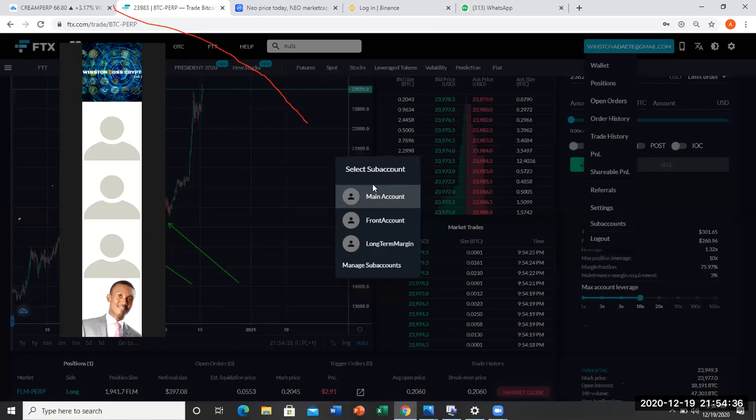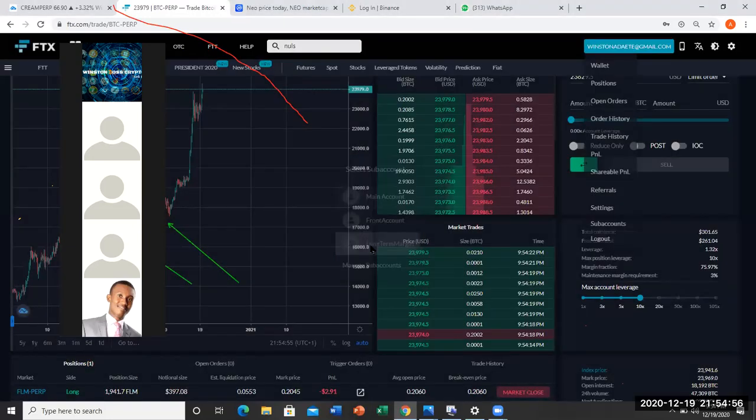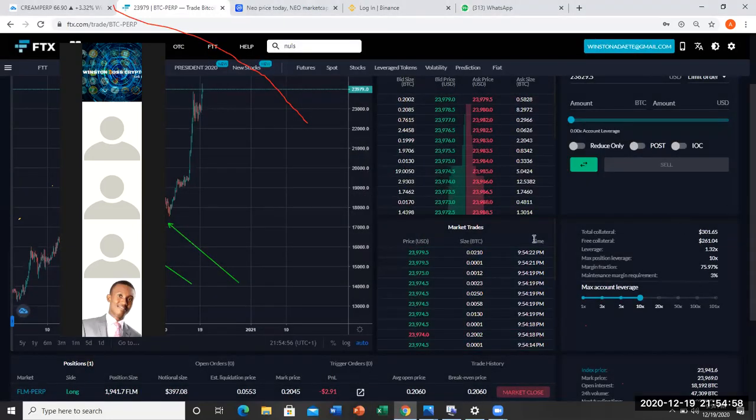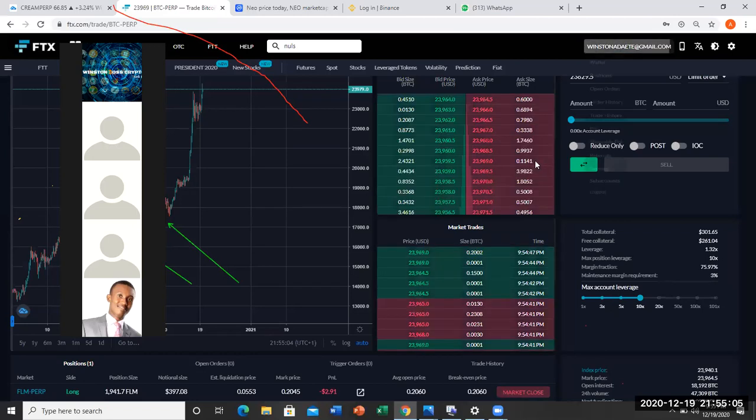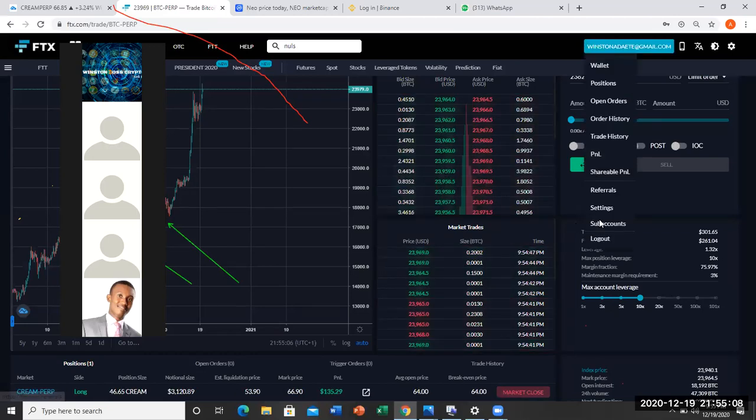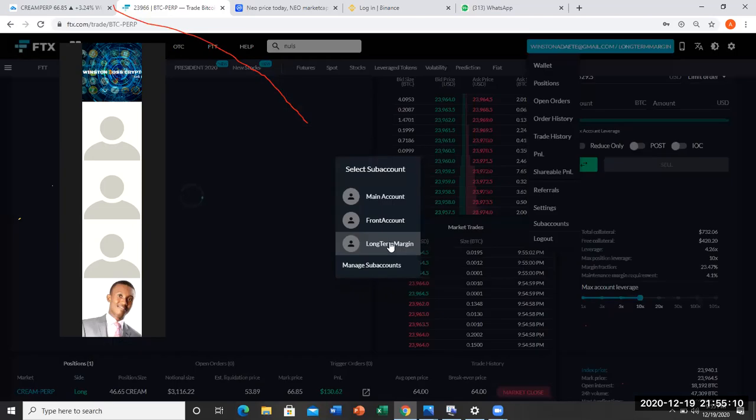Okay, this is it. Now look at this. I created two different sub accounts. Now, when I wanted to buy into front 2 days ago, I had to create this sub account because I wanted to use this for this class. Now, on this long-term margin, okay, let's see what we have there. Sub account, long-term margin, okay.